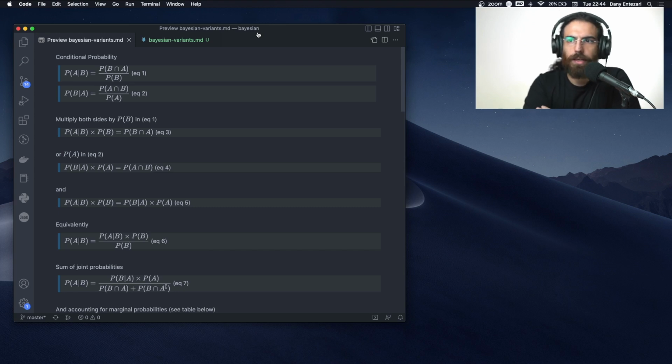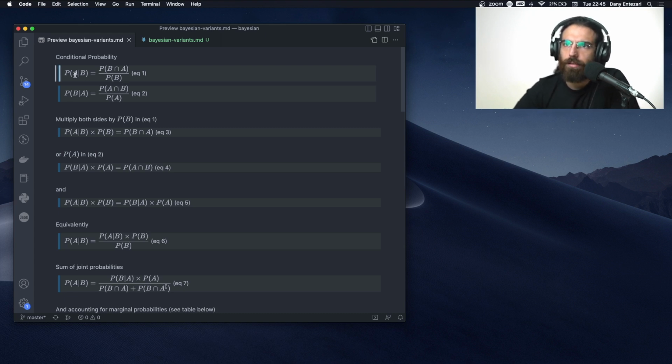Okay, now let's look at how we can go from conditional probability to the Bayesian theorem. There's a lot of mathematical expression as you can see here, but we'll take it one step at a time. So we're going to go from conditional probability to the Bayesian theorem. What you need to know is that there are different ways you can express the Bayesian theorem. Let's see how we can derive the Bayesian theorem from conditional probability.